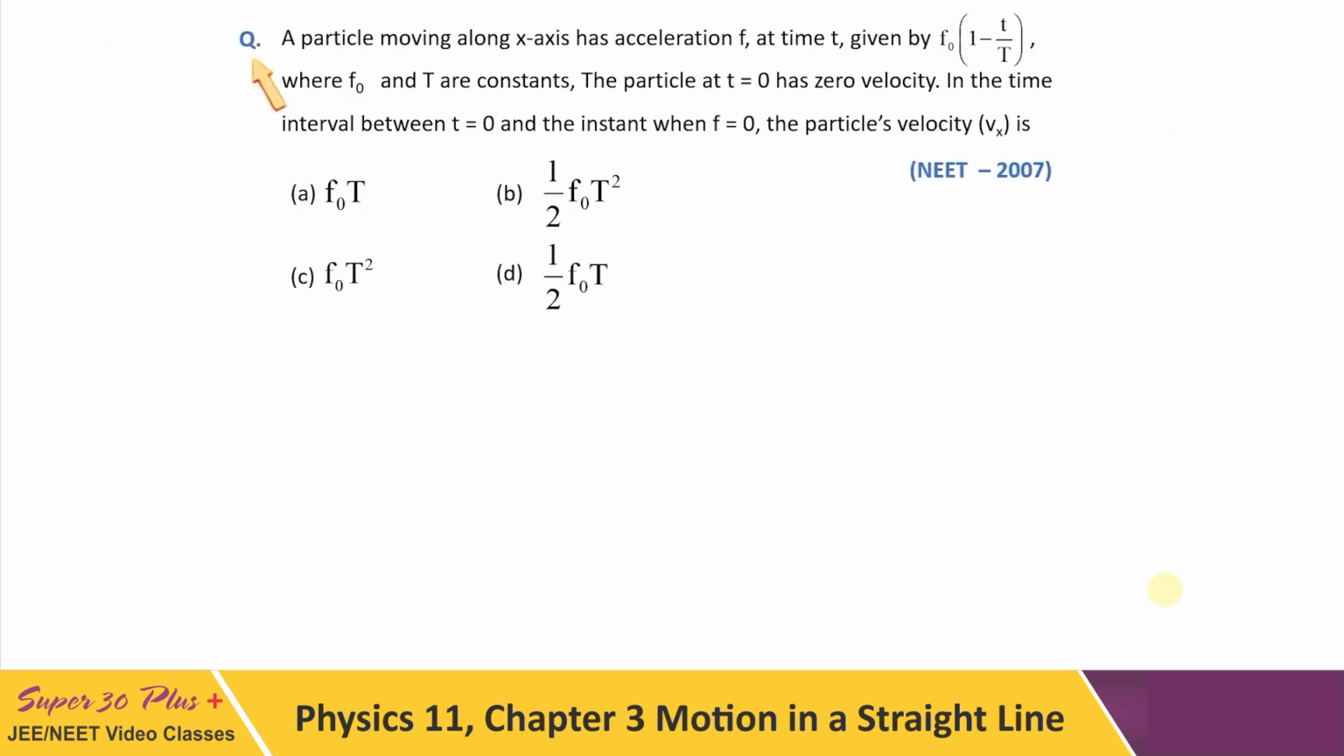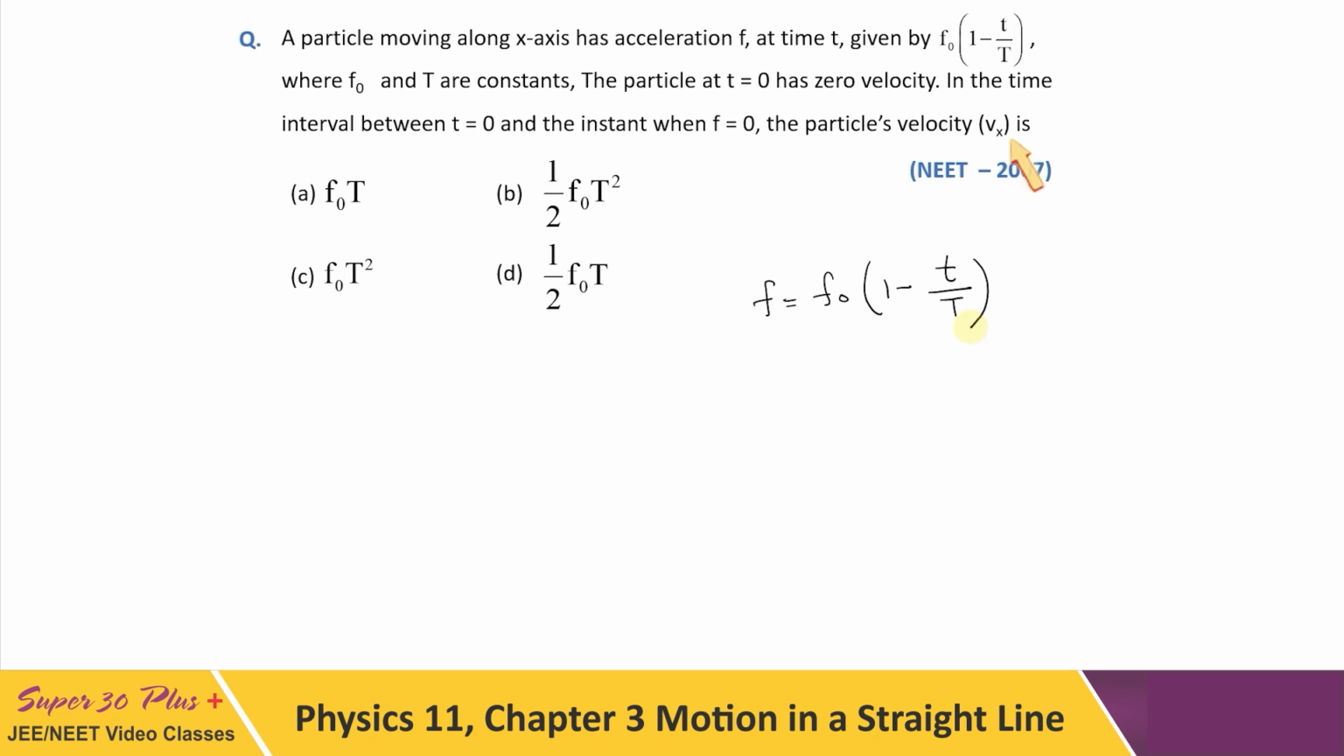The next question is, a particle is moving along the x-axis and acceleration is given as f is equal to f naught into 1 minus t by capital T, where capital T is a constant, and f naught and T are constants. It's given here. The particle at t is equal to 0 has 0 velocity. In the time interval between t is equal to 0 and the instant when f is equal to 0, it is asking for the particle's velocity.